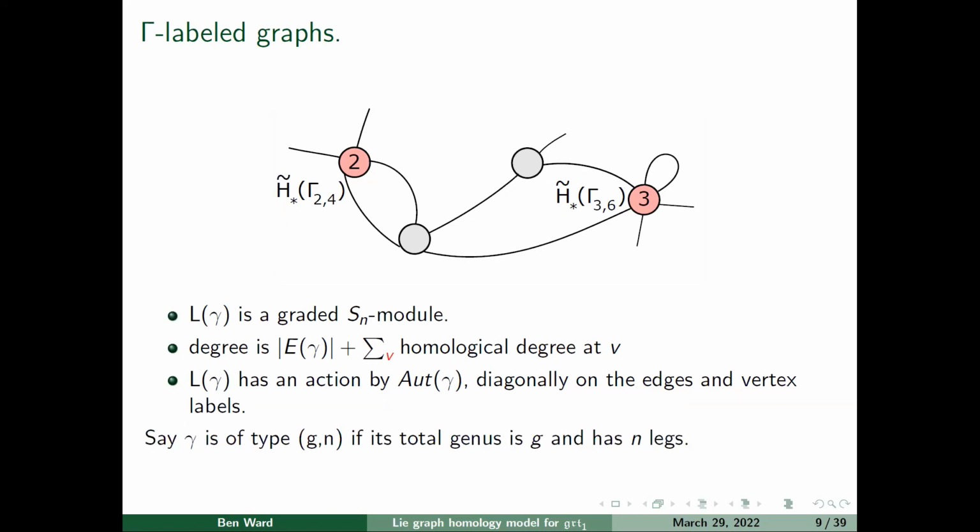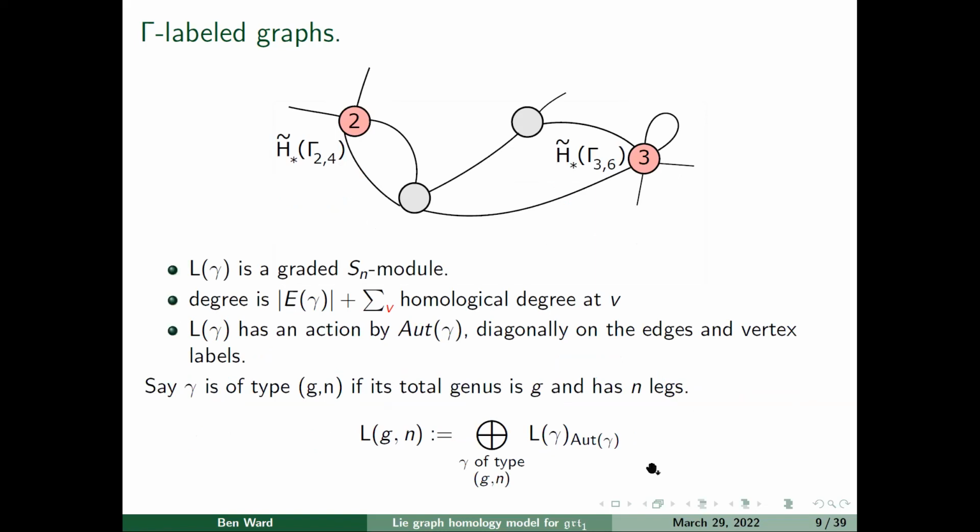Let me call it, okay, a graph is of type (g, n) if it has total genus g, that means the Betti number plus all the red vertex labels, and n legs. And I sort of already gave it away that I want to mod out by the automorphism group of the graph. Look at all graphs of type (g, n), and I'll call that L(g, n), I guess. So this is the graded vector space that I want to make into a chain complex, the sum over all graphs of that type.